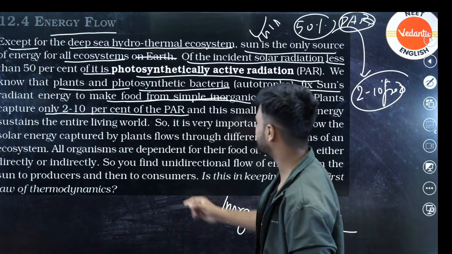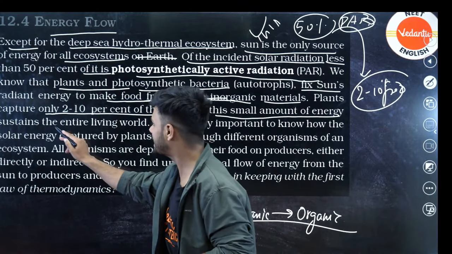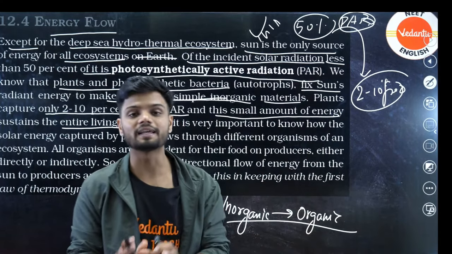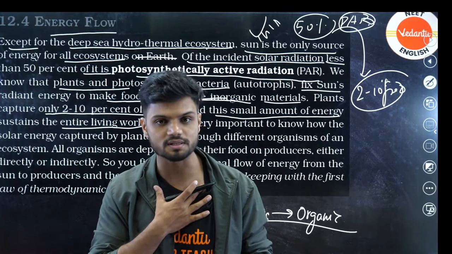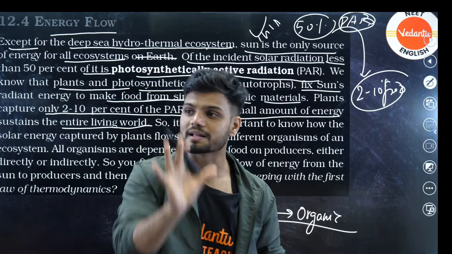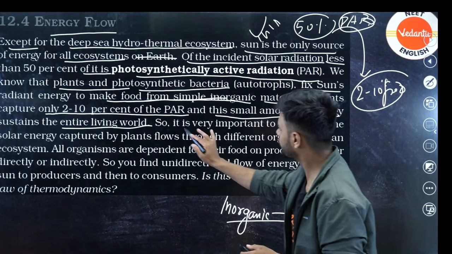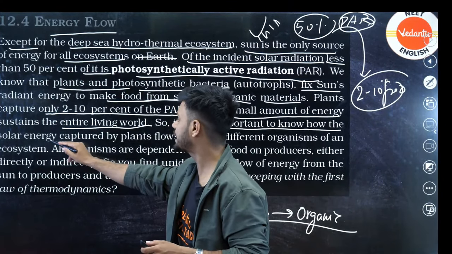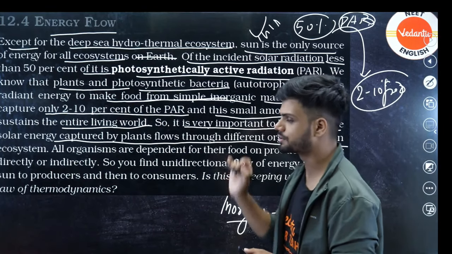2 to 10% of PAR, and this small amount of energy sustains the entire living world. Just this 2 to 10% is sustaining the entire world. Because we as humans, we as consumers, are directly or indirectly dependent on plants. So it is very important to know how the solar energy captured by the plants flows through the different organisms of an ecosystem.